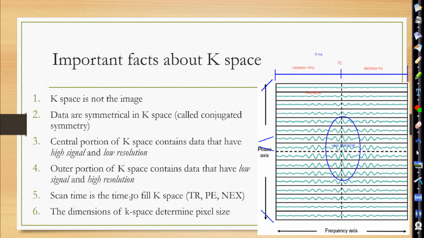Fact number 5, scan time is associated with how long it takes to fill K-space. Scan time equation. Can somebody give me a scan time equation? Good. And PE can also be written as number of phase encodings times NEX. Okay, in a traditional spin echo pulse sequence, each row is associated with 1 TR. So each row is associated with 1 TR.